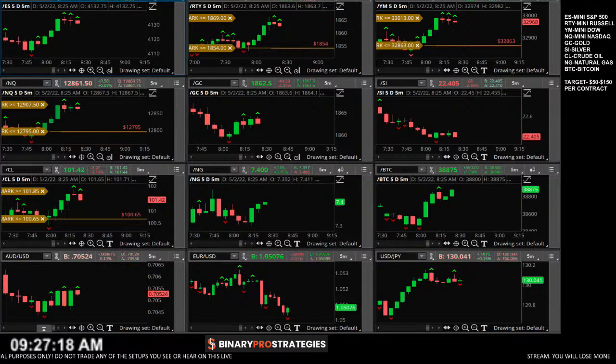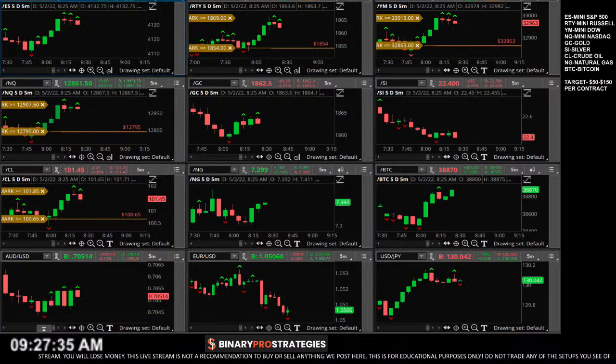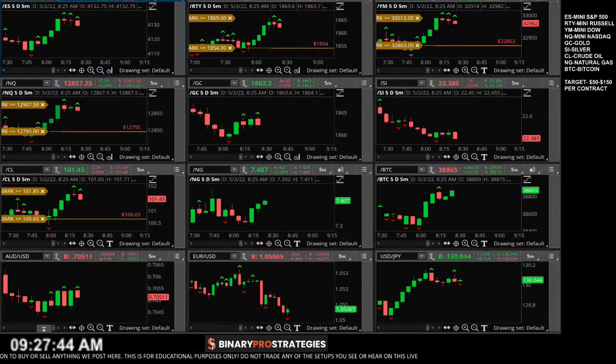Okay, we're getting a 130.03 buy in the US yen. Premiums in the 70s. 130.03 buy, US yen. It will expire here in a little bit over 2 minutes. That is going to be a core pattern setup.